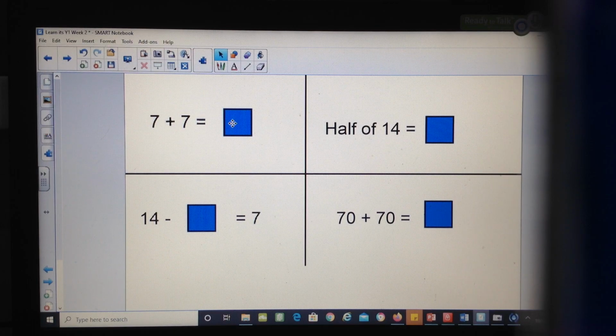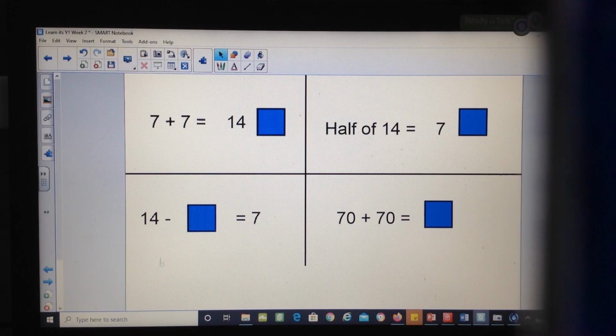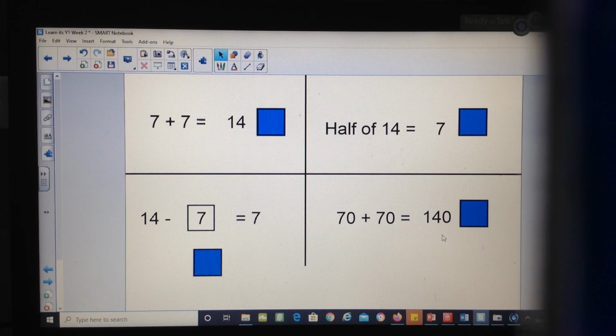7 add 7 equals 14, of course. Half of 14 equals 7. 14 take away 7 must equal 7. 70 add 70. Well, that's 7 tens add 7 tens, so it must equal 14 tens, and we call that 140.